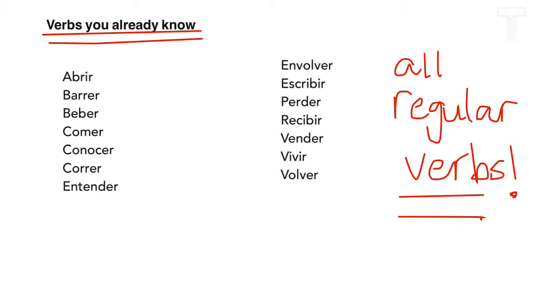All of these verbs we now can conjugate in the past tense. So if I wanted to say, I opened, abrí. If I wanted to say, we ate, comimos, etc. So we can use these in our sentences and in the activities that we are doing in class. All right, let's take a look at some of the stuff here.